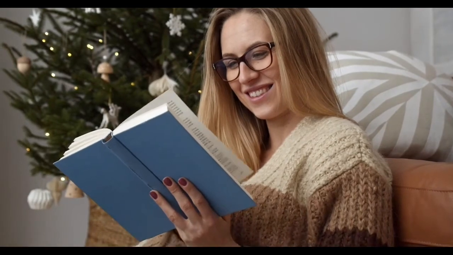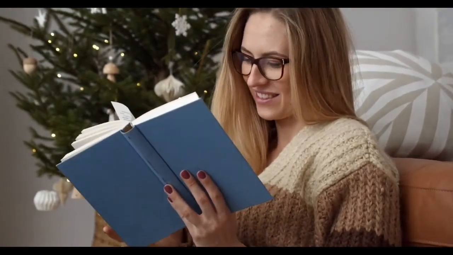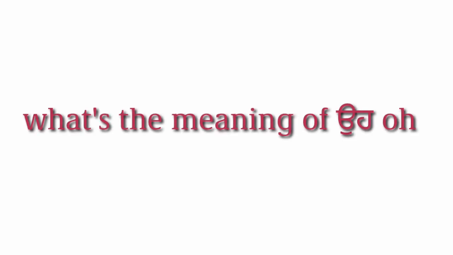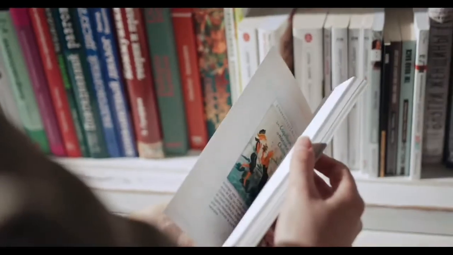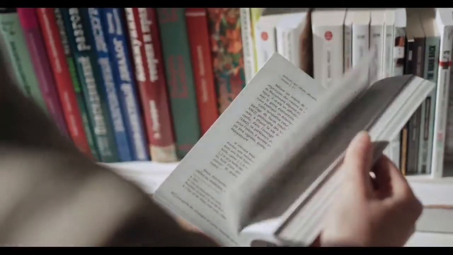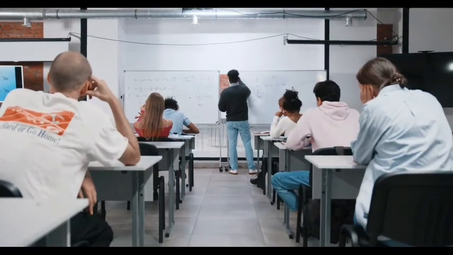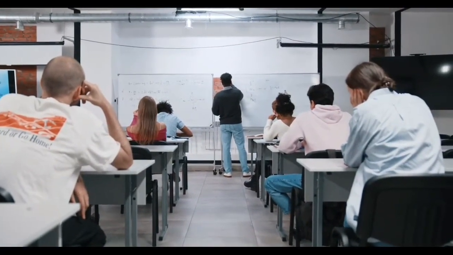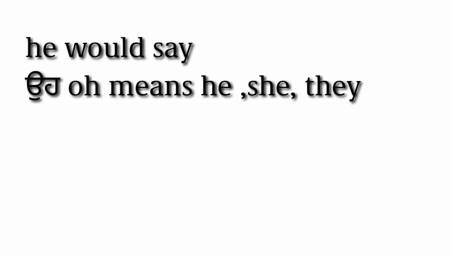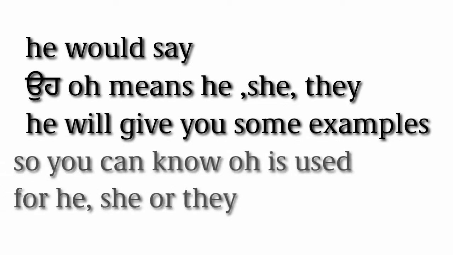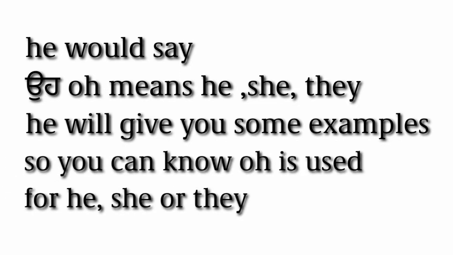Next words are o, a, and a, right? Now it's going to be a little bit interesting and a little bit complicated. First we take o. What is the meaning of o? If you see it in books, or if you're learning from a traditional teacher who teaches you formal Punjabi, he will say o means he, she, they, and he will give you some examples so you can find the difference, like o is used for he or she or they. According to the sentence, yes, that's how you can do it.